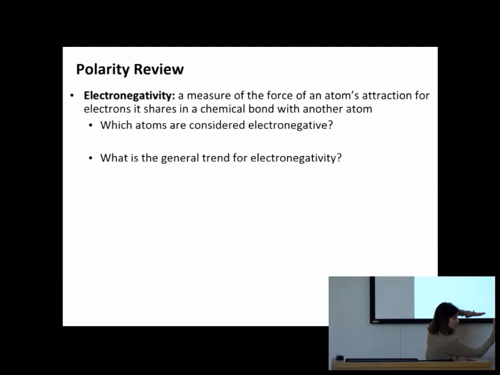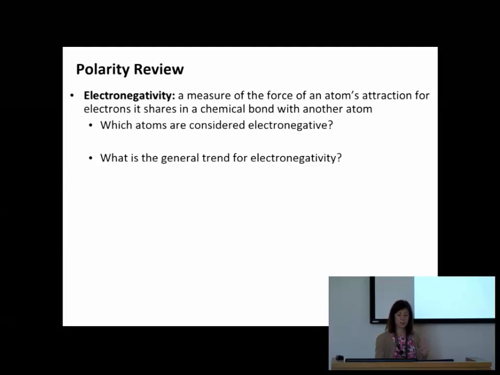We don't have fluorine in biochem. So the ones that we're going to consider as electronegative atoms are going to be oxygen and nitrogen, and sometimes, if we're in the mood, sulfur. So oxygen, nitrogen, and sometimes sulfur are going to be our electronegative atoms. A polar bond is one in which you have an electronegativity difference between the two.